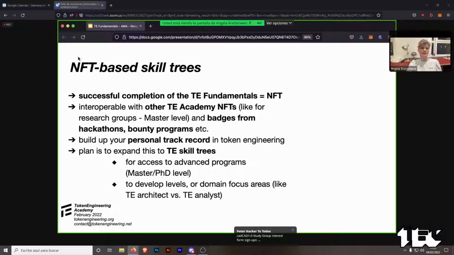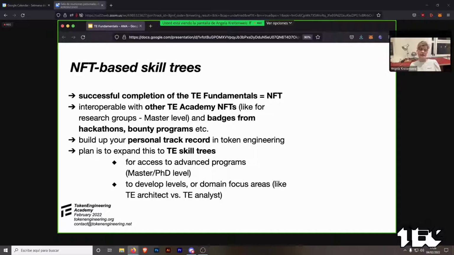And NFT-based skill trees. First, as a student, if you complete TE Fundamentals successfully, you'll receive an NFT as kind of a certificate, as your proof: okay, I've completed TE Fundamentals successfully. But then, of course, NFTs can be combined with other TE Academy NFTs, like for the research groups we are running. You can consider a research group a master level program, so more advanced programs, and we are already preparing new research groups. Currently, we are running one about DAO reward systems.